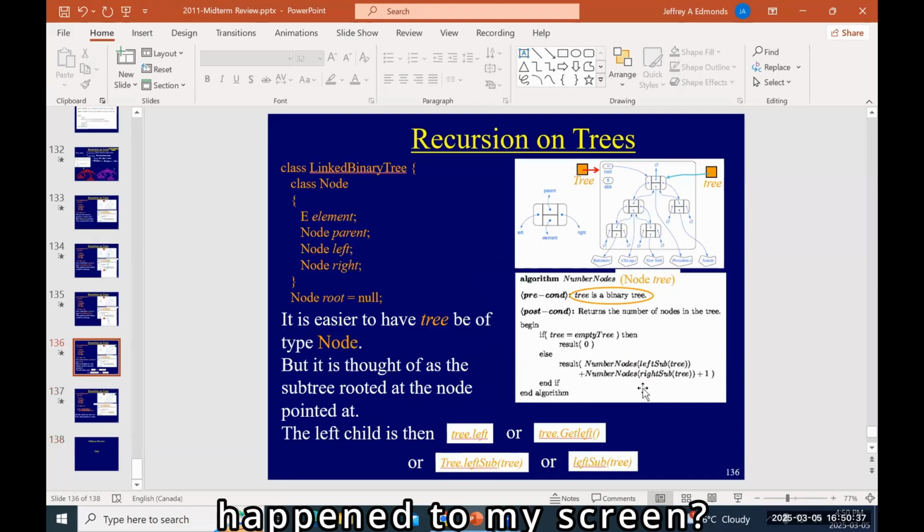What happened to my screen? More technical difficulties. Oh, there it's back. I don't know where it went.